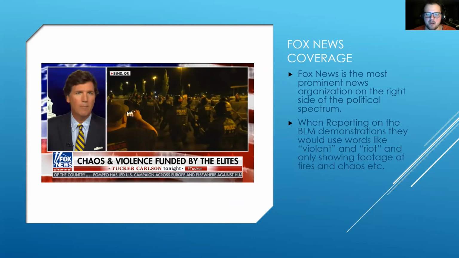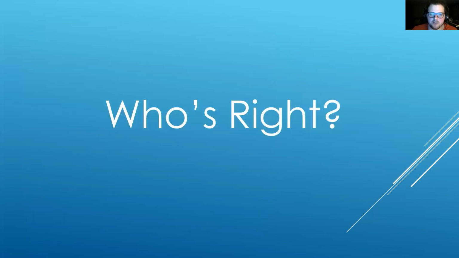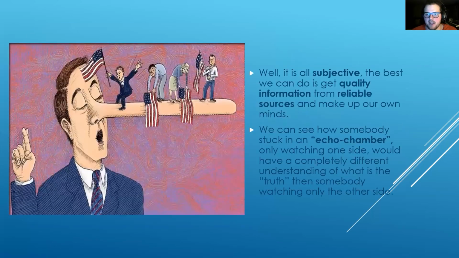So they're painting the protesters as the enemy, and the other side is painting the cops or the anti-protesters as the enemy. So we can see two different news organizations, two completely different ways of reporting the same story, right? So who's right? Well, it's all subjective, and the best we can do is get quality information from reliable sources and make up our own minds.